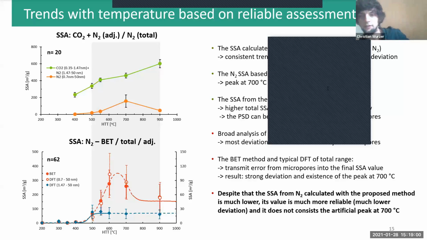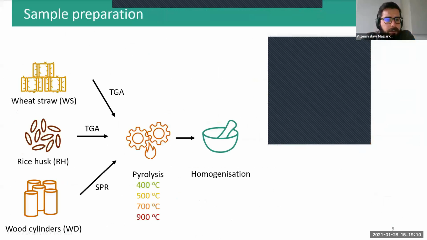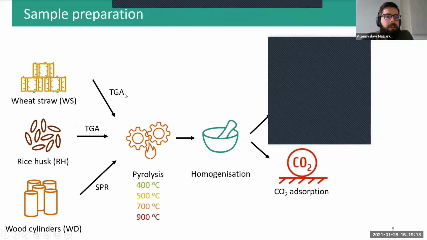Thanks, Przemyslaw. And the second question from Robert was about the residence time used to produce the biochars. If I remember correctly, for the TGA, there was 5 minutes, Christian, yes? No, actually, it was all 10 minutes. For the TGA, all materials were pyrolyzed with 10 minutes residence time after reaching the final temperature.